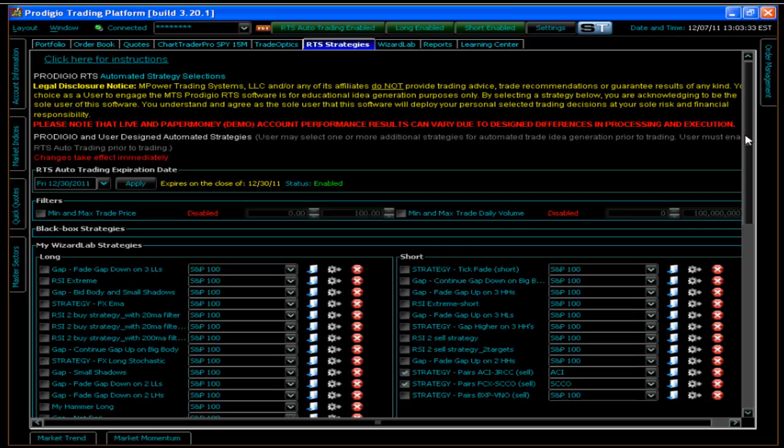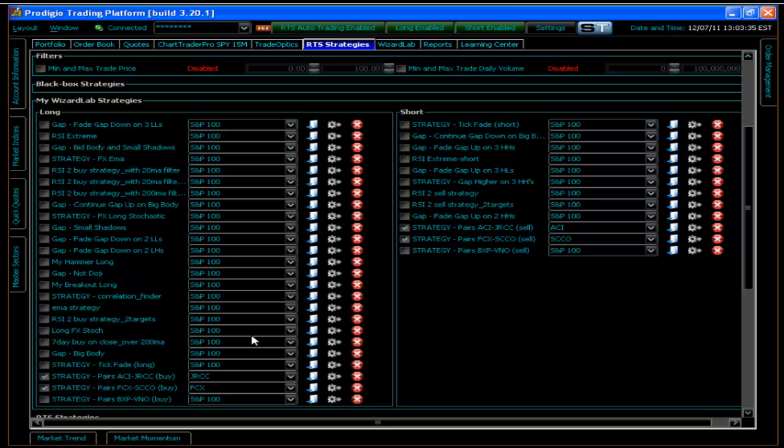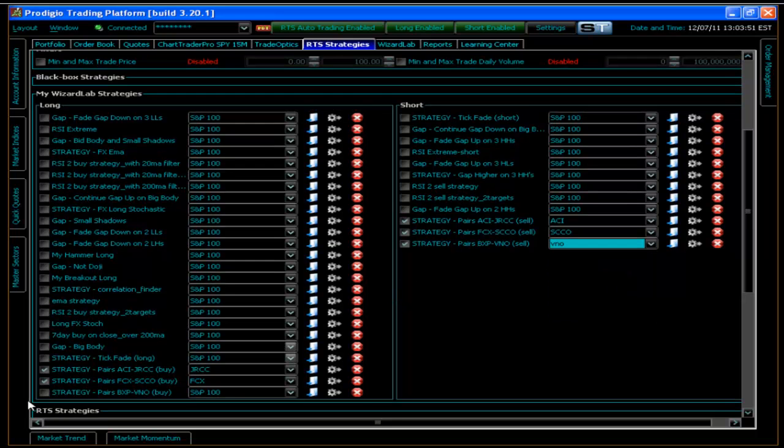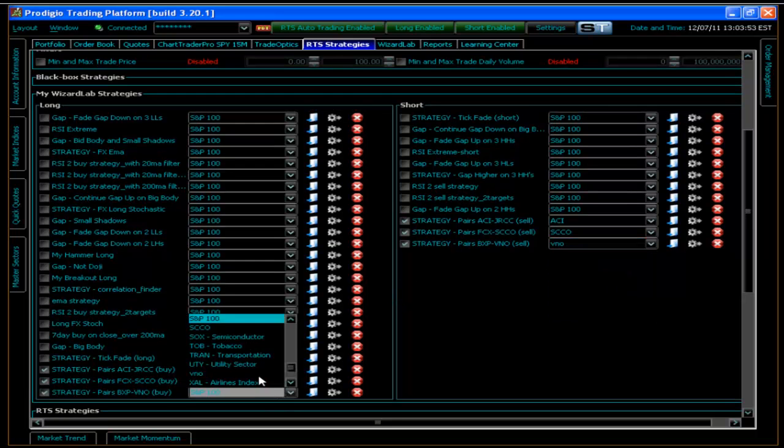That takes us to RTS strategies. And look, everything's already set up there. Now we know it's a buy. And just for continuity's sake, I've been starting with the sell side, right? I know I'm selling VNO. Turn my strategy on to VNO. It's not capitalized, but that's fine. Turn on my strategy over here and turn it on to BXP. There's BXP. And that's it.